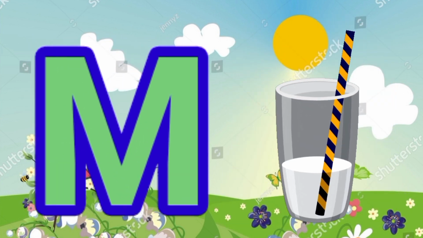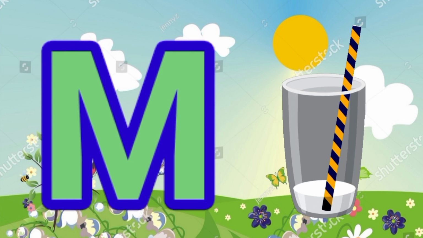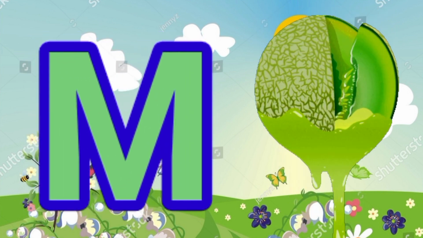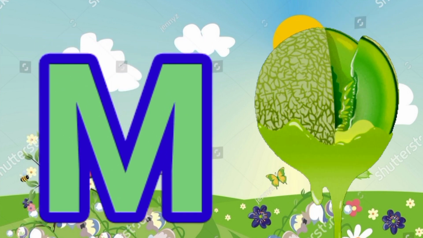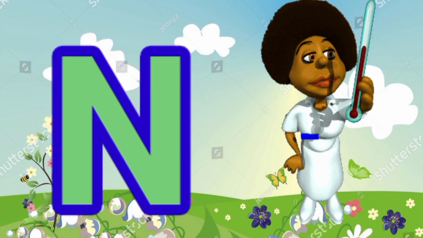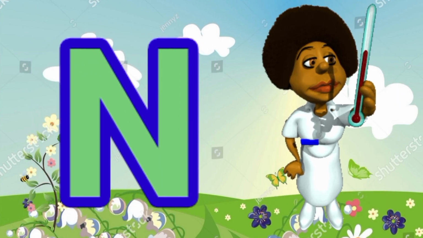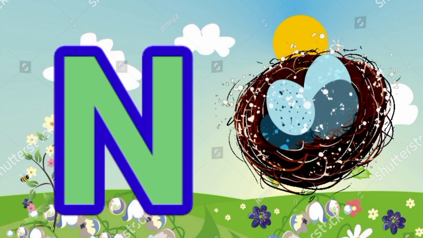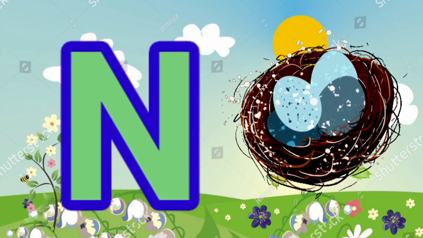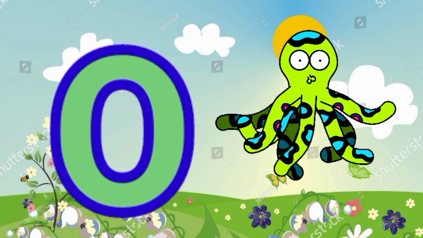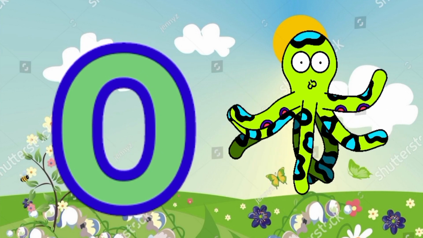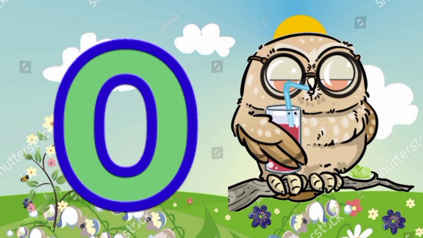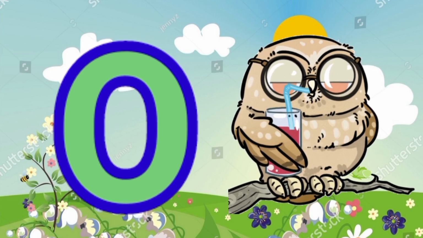M for milk. M for melon. N for nurse. N for nest. O for octopus. O for owl.